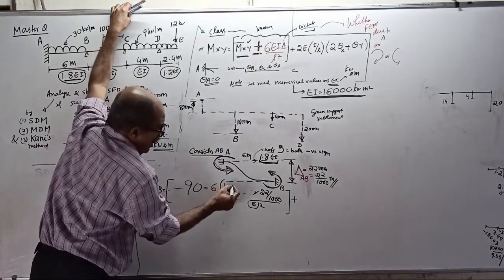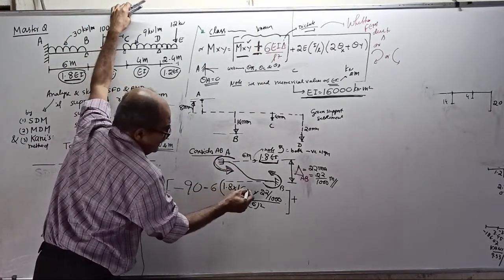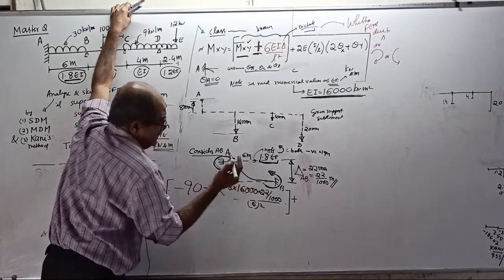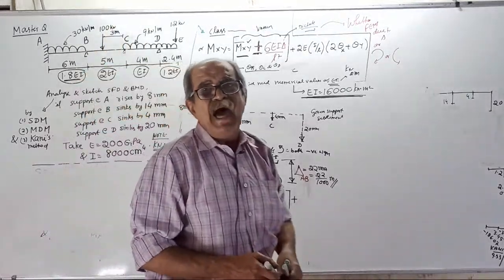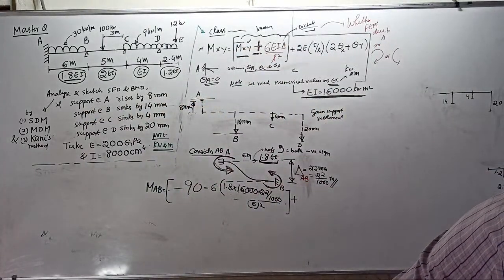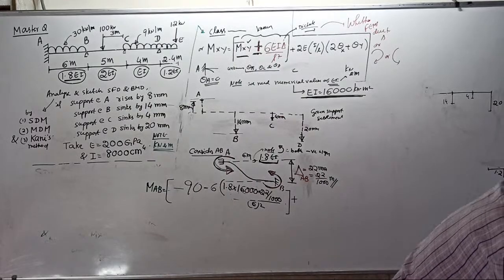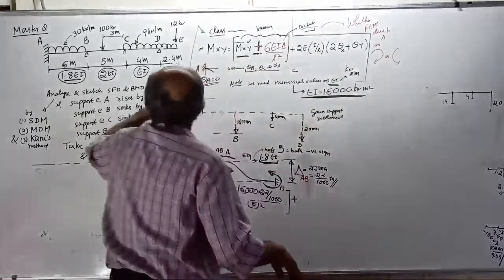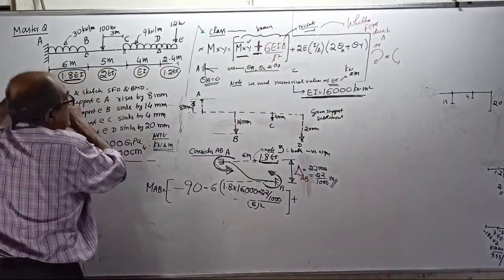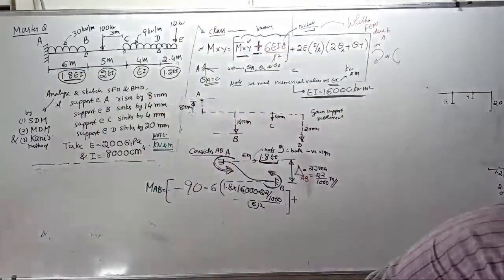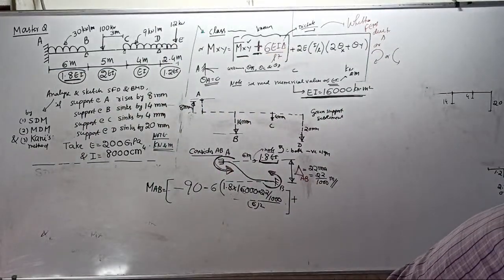So 1.8 times 16,000. Remember, you made this mistake long back. You fell into this trap long back. Don't just substitute. They told EI 16,000, but for the member AB, 1.8 EI is there. This I told you long back. Now tell the answer. Trapped again.